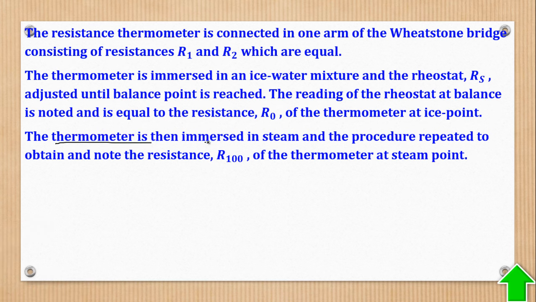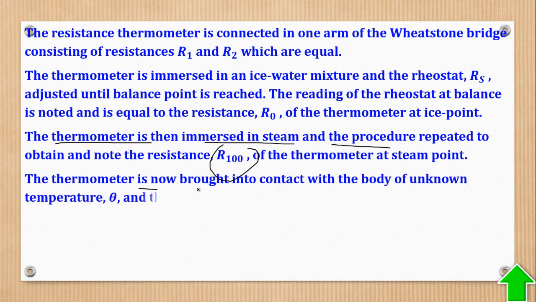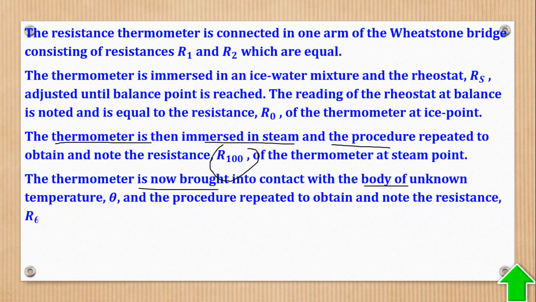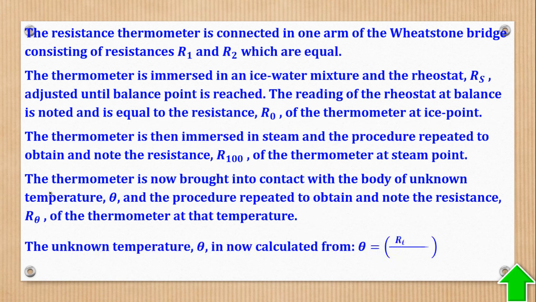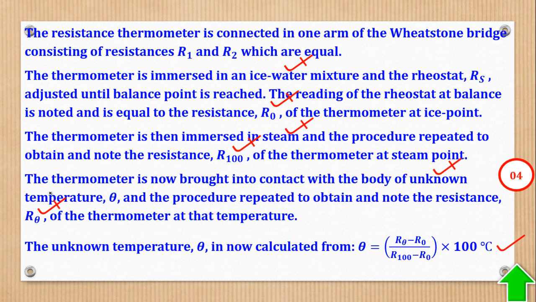So the thermometer is then immersed in steam and the procedure is repeated to get the resistance at steam point. Then you bring the thermometer in contact with the body of unknown temperature theta and repeat the procedure to get the resistance at unknown temperature. Then from there you can get the unknown temperature from the formula. And that's what they wanted. That was B Roman 1.